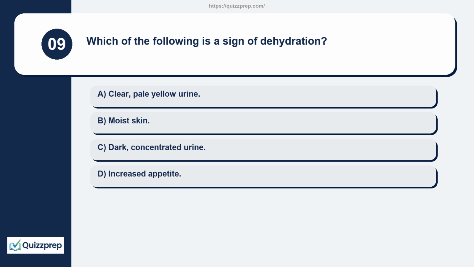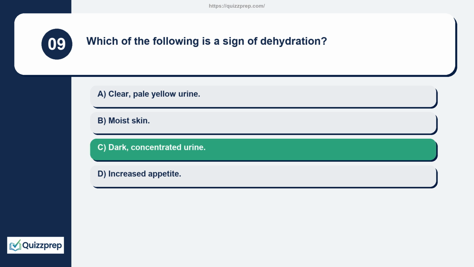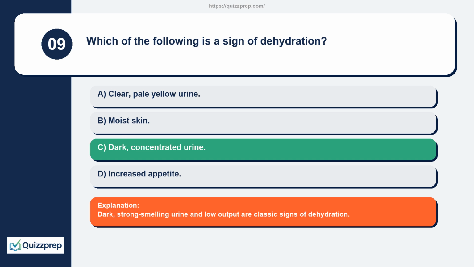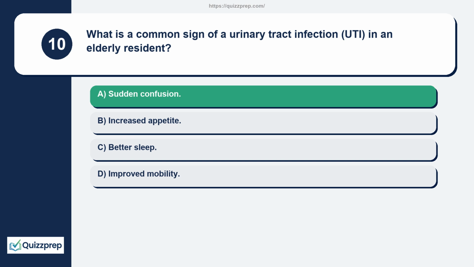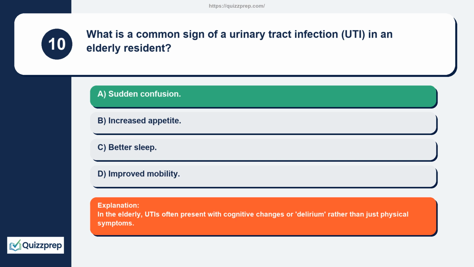Question 9. Which of the following is a sign of dehydration? Clear, pale yellow urine, moist skin, dark, concentrated urine, increased appetite. Dark, strong-smelling urine and low output are classic signs of dehydration. Question 10. What is a common sign of a urinary tract infection, UTI, in an elderly resident? Sudden confusion, increased appetite, better sleep, improved mobility. In the elderly, UTI often presents with cognitive changes or delirium rather than just physical symptoms.